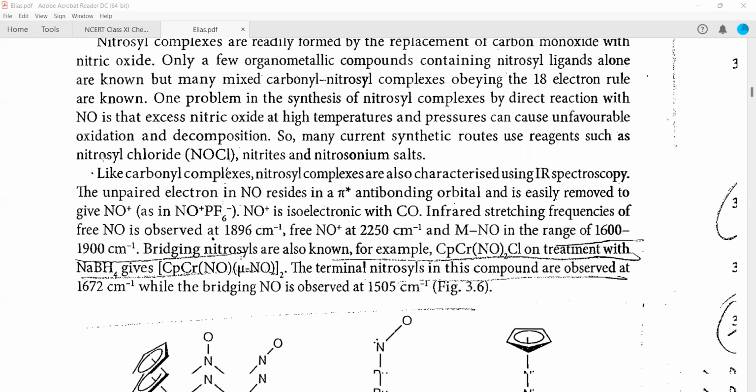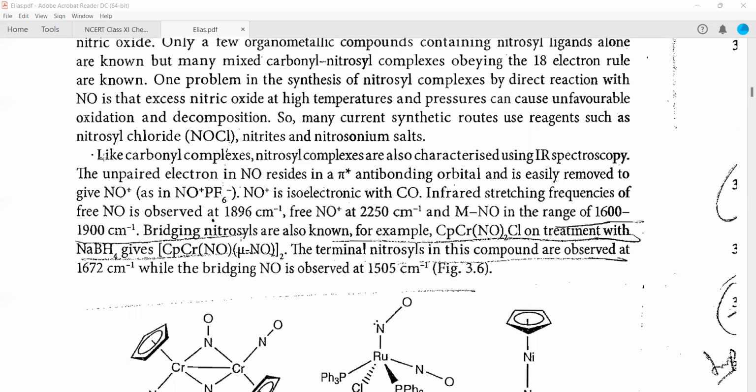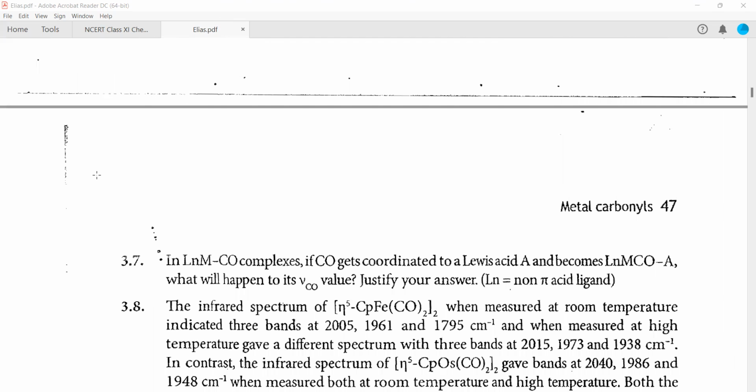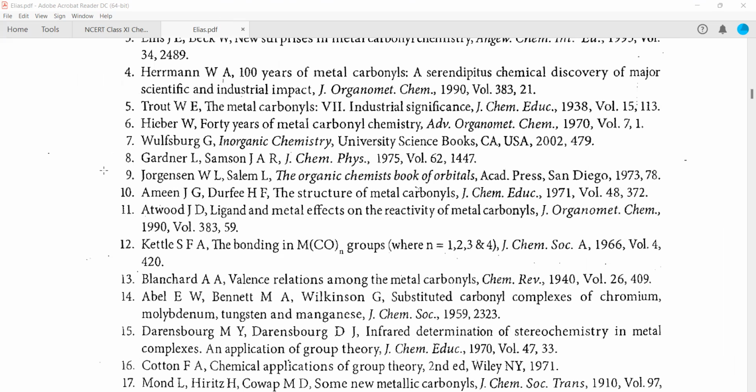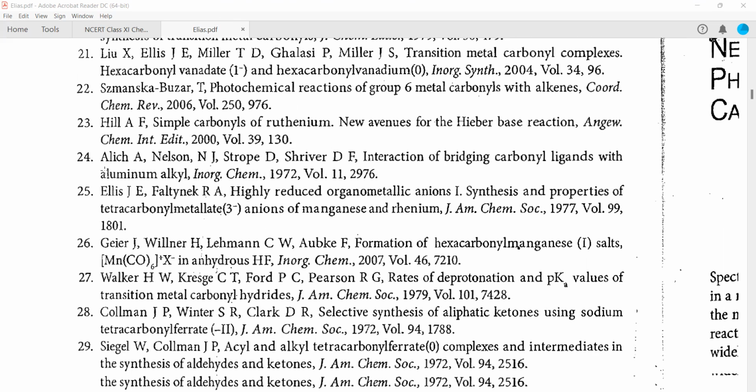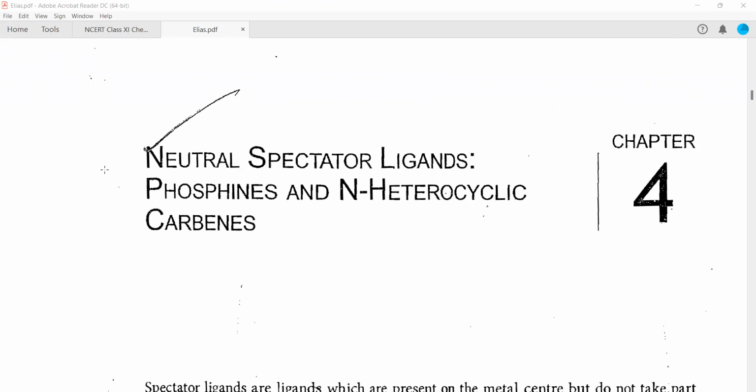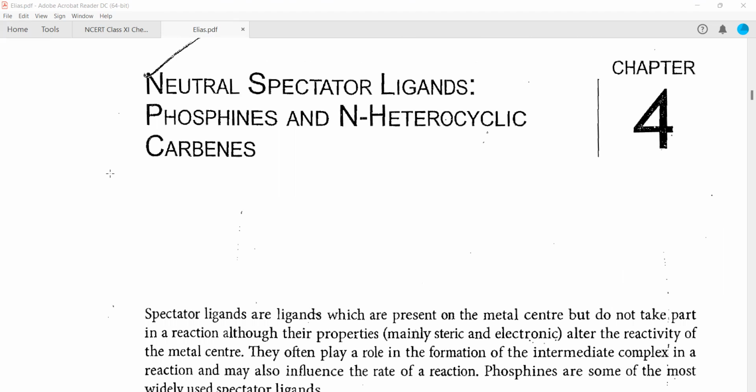In this chapter we saw two types of ligand. First was the carbonyl, and second, in the last page, we saw the nitrosyl, which is like carbonyl. And in the next chapter we are going to talk about some more ligands, the spectator ligands, that are phosphines and N-heterocyclic carbenes. After carbonyls, phosphines and N-heterocyclic carbenes are the most common spectator ligands in various metal complexes. So that also makes it quite an important chapter.